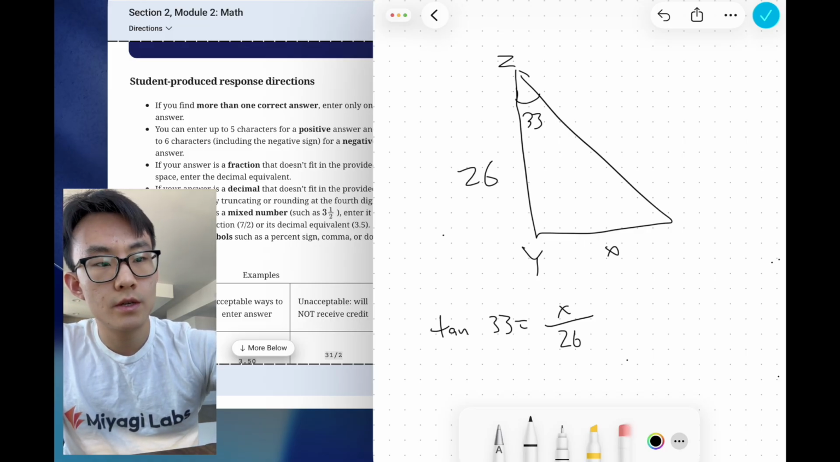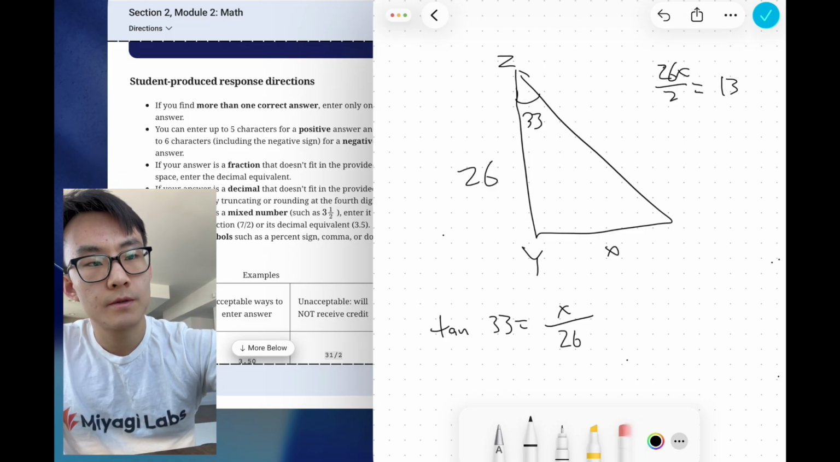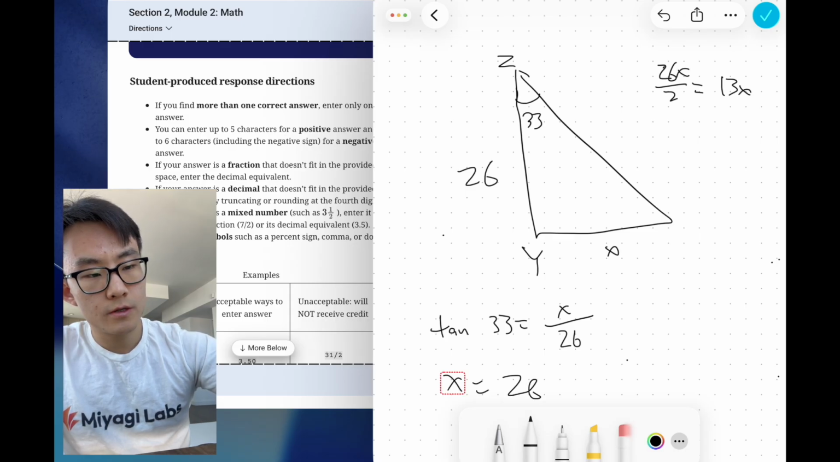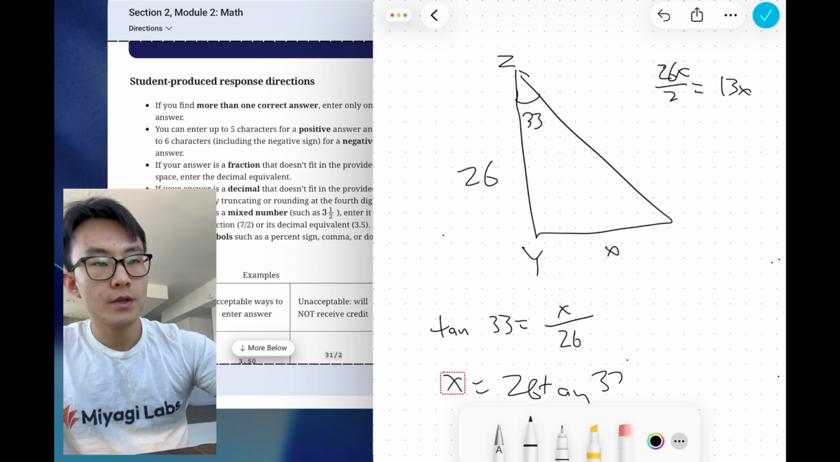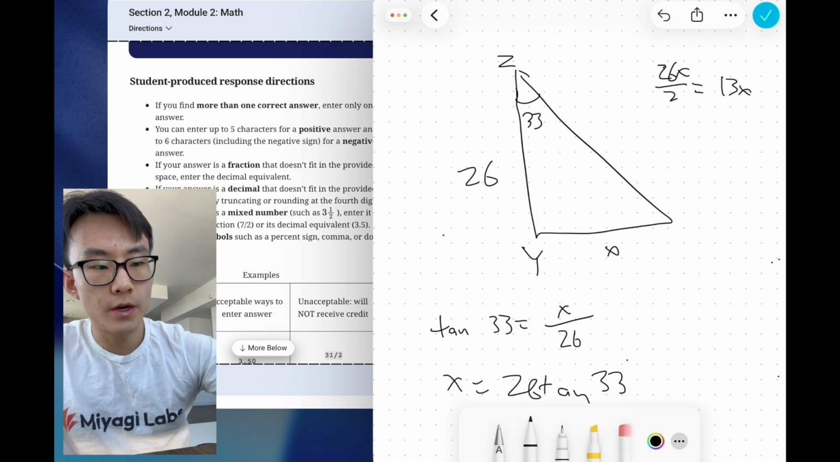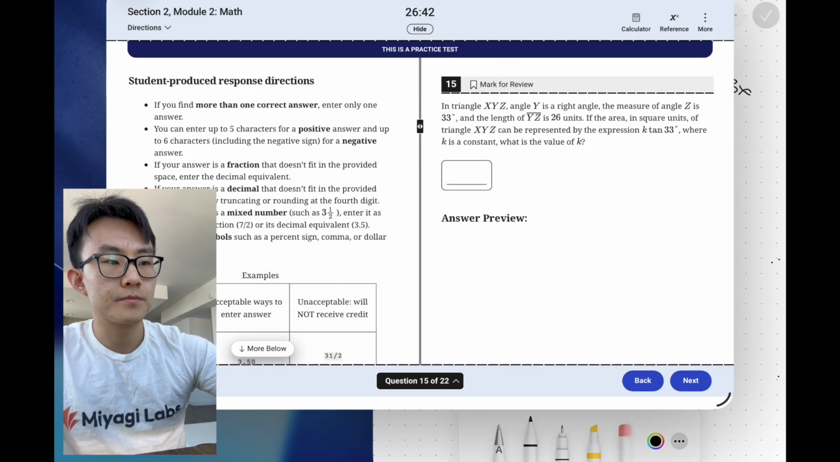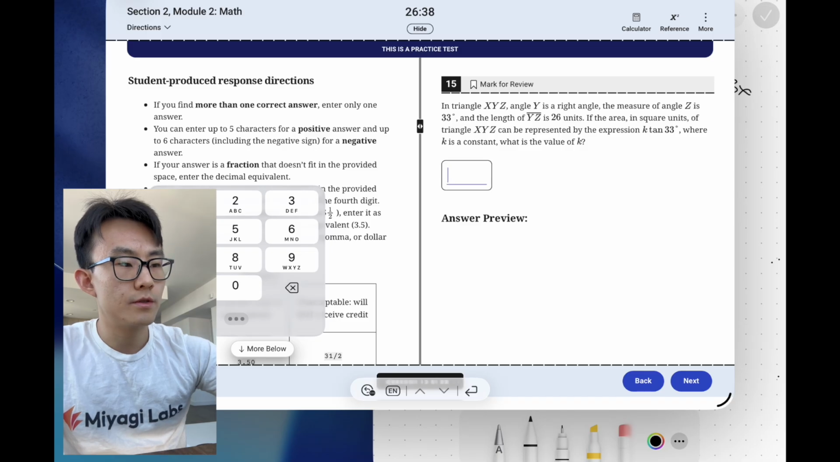And the area is equal to x times 26 over 2. So we want 26x over 2, which equals 13x. Well, x equals 26 tan 33. So our answer is 13 times 26 tan 33. So we want 13 times 26, which is 169 times 2, 338.